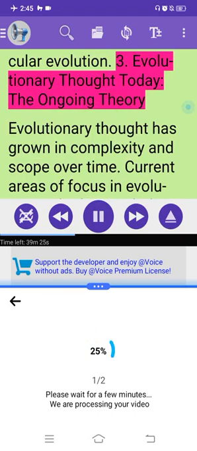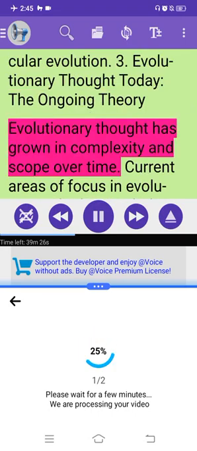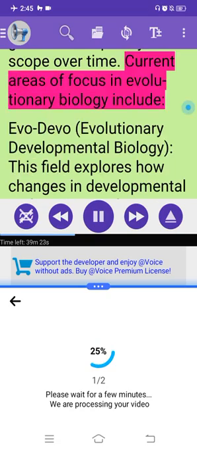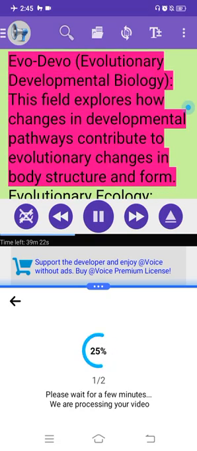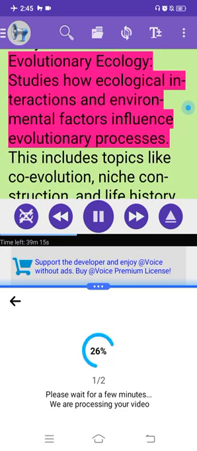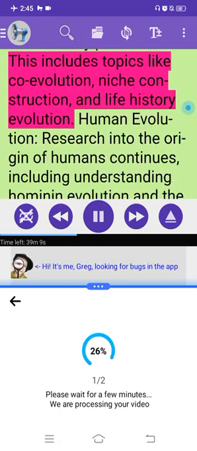Evolutionary thought today, the ongoing theory. Evolutionary thought has grown in complexity and scope over time. Current areas of focus in evolutionary biology include Evo Devo, evolutionary developmental biology. This field explores how changes in developmental pathways contribute to evolutionary changes in body structure and form. Evolutionary ecology studies how ecological interactions and environmental factors influence evolutionary processes. This includes topics like coevolution, niche construction, and life history evolution.